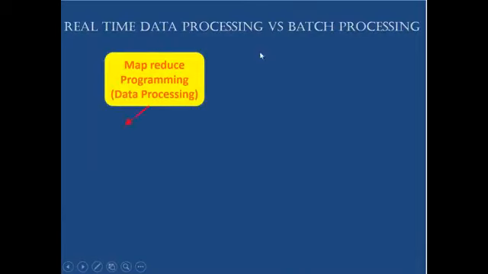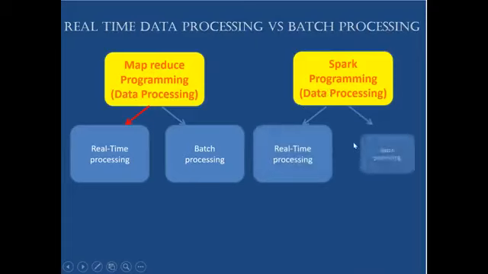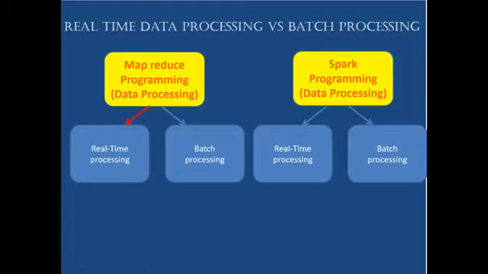So, real-time data processing versus batch processing. Real-time data processing is not supported by MapReduce. It supports only batch processing, but Spark supports both real-time and batch processing. You know why real-time processing is not supported by MapReduce? Because it processes data on the hard disk. It is already slow. If it is slow, how can it handle real-time data? As soon as data comes, it has to process it quickly. That is not possible in MapReduce.